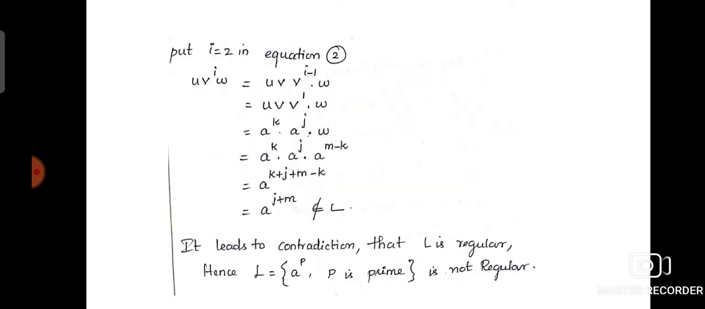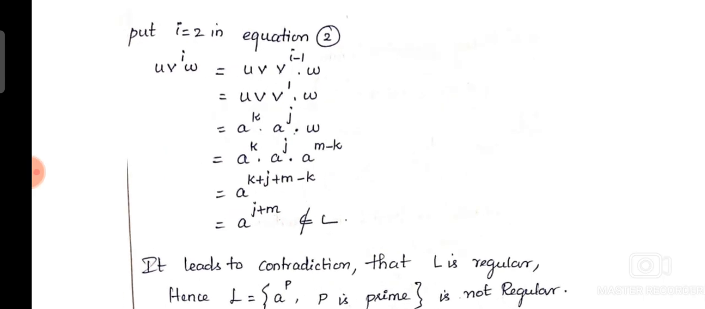After that we have to apply i equal to 2 in equation number 2. And we simplify by putting the values for uv, v and w. And finally we get the string pattern a power (j plus m), which is the wrong pattern, a pattern which does not belong to our language string pattern. So it leads to a contradiction, that is, our initial assumption L is regular was wrong. So hence we can tell our language is not regular.